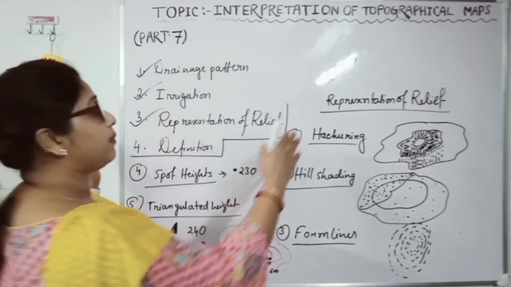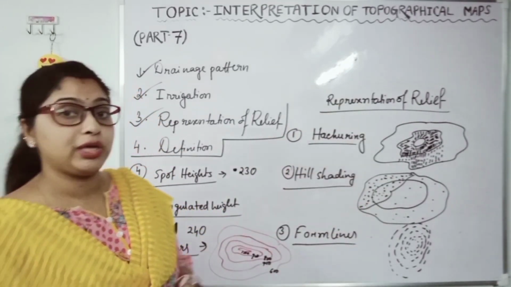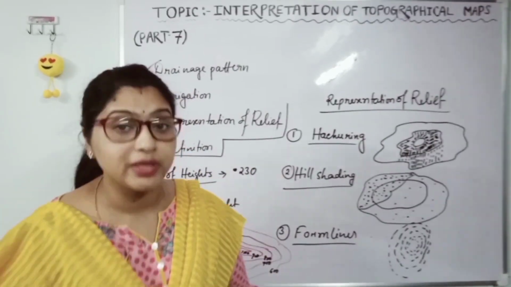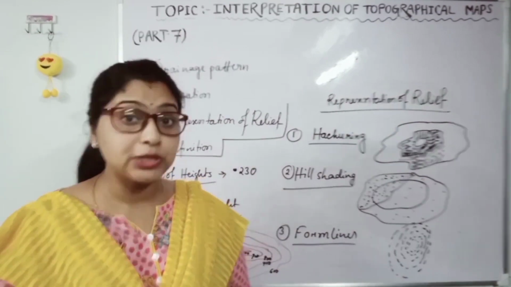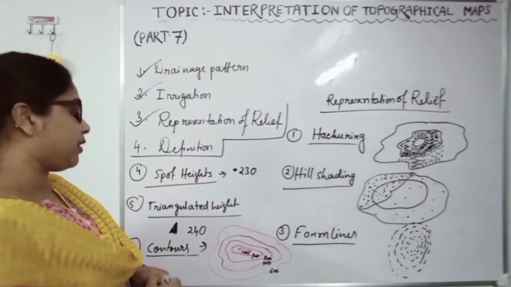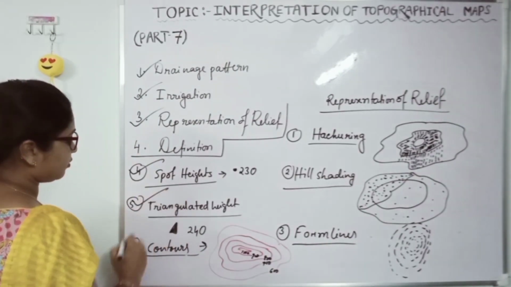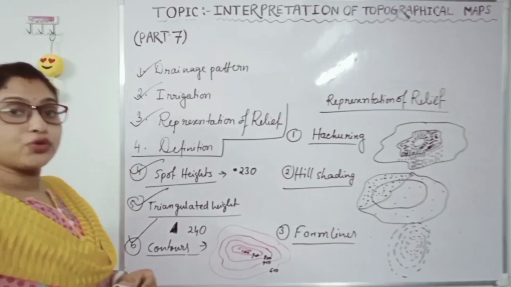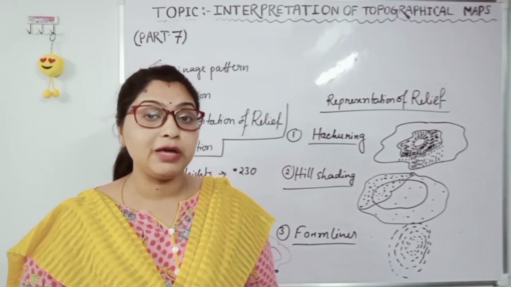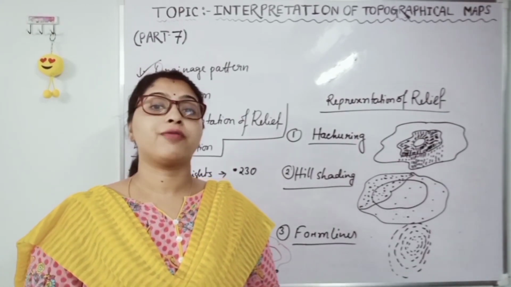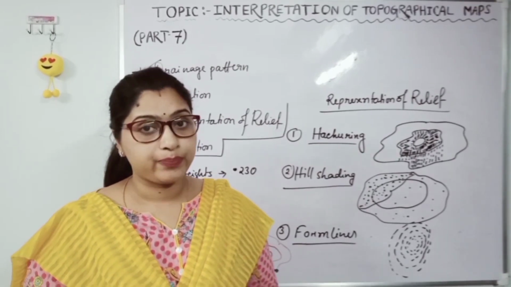So these are the methods which you usually use for showing different reliefs in a topo map. But in our topo map we will mainly see spot height, triangulated height and contours to show different relief in our topo maps 45D/7 and 45D/10.